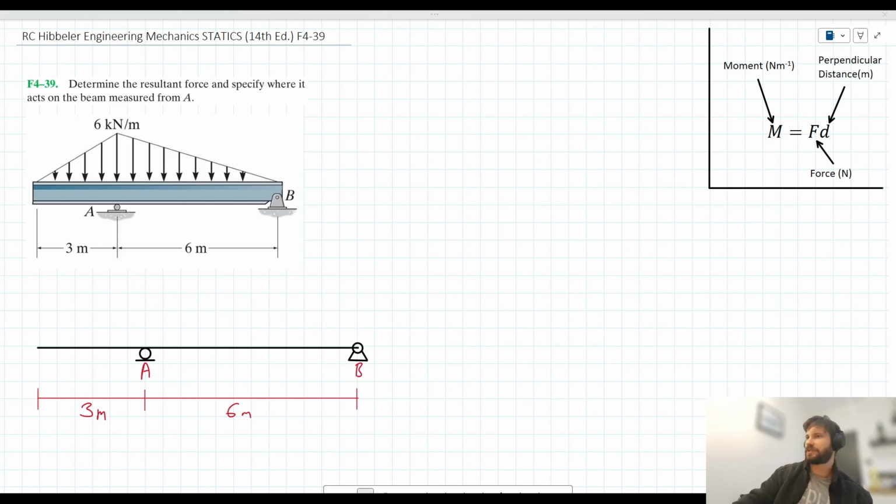We have this problem from chapter 4 here, which is asking us to determine the resultant force and specify where it acts on the beam measured from A. Now, as I'll always suggest with these problems, I like to approach them by converting distributed loads into point loads. So we could decompartmentalize this problem.